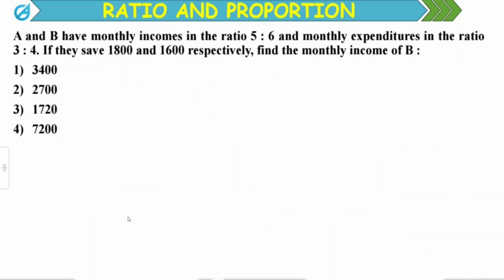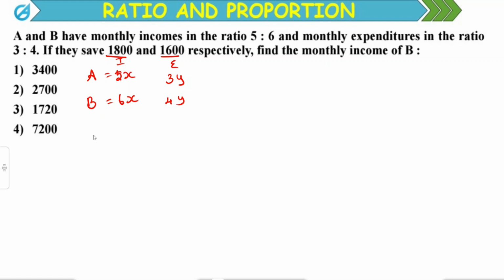A and B have monthly income in the ratio 5 is to 6. Okay, what is the income of A and B? Which is nothing but 5 is to 6. So we have to write 5x and 6x. And monthly expenditure of A and B is 3 is to 4. So we will be writing 3y and 4y. If they save 1800 and 1600 respectively, find the income of B.